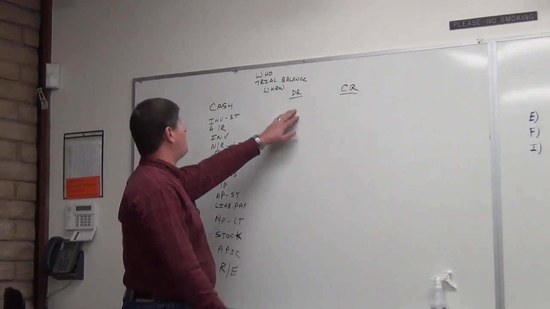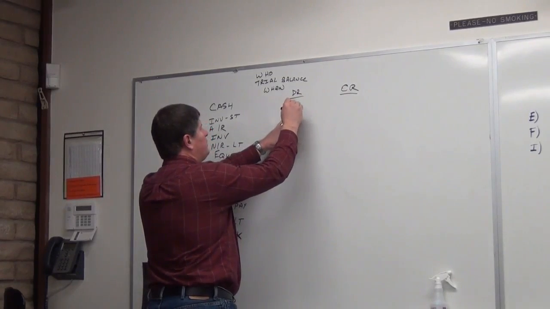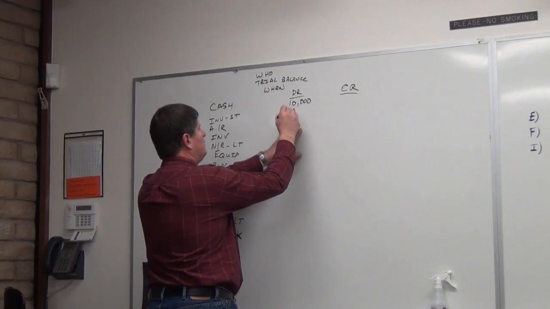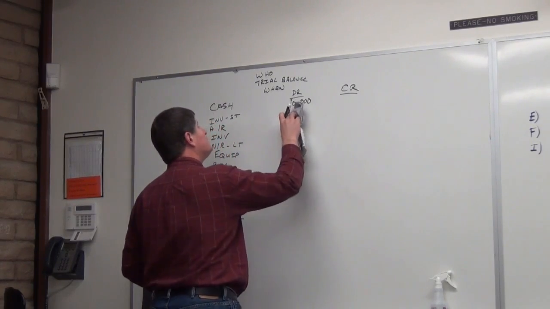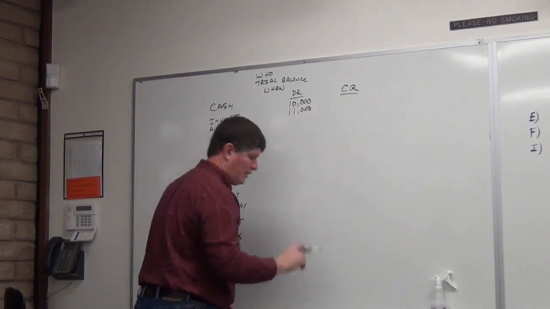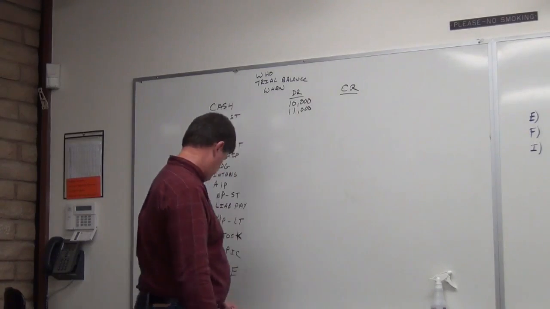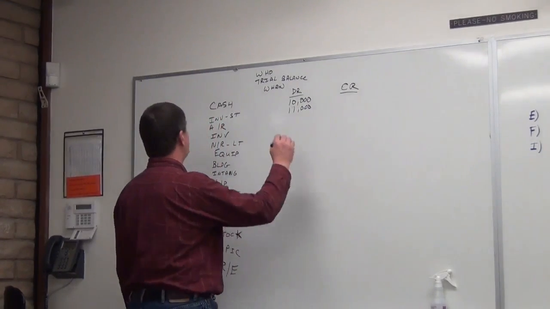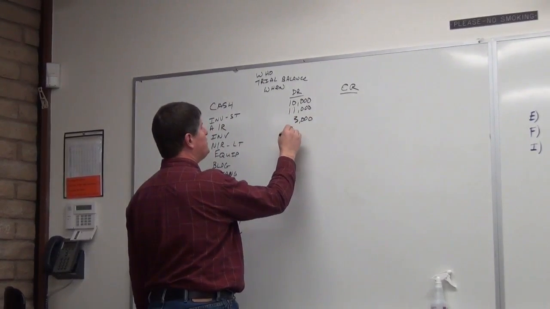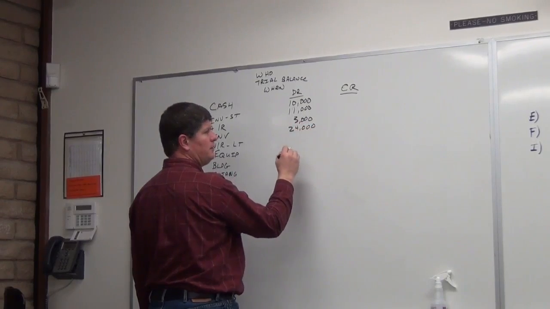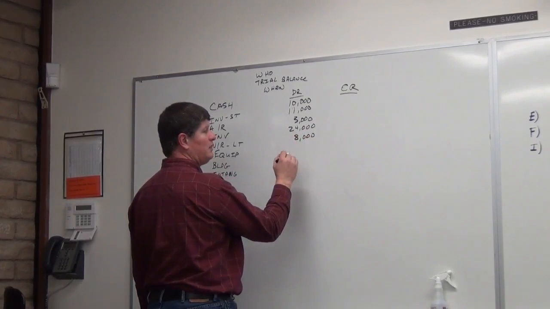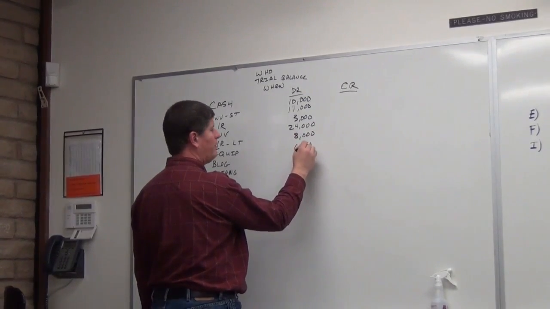So we start with cash. My balance is $10,000 debit. My investment short term is, if I write it down correctly, it's 11,000. Debit. Accounts receivable is 3,000. Debit. Inventory is 24,000. Debit. Note receivable long term is $8,000 debit. Equipment is $6,500 debit.